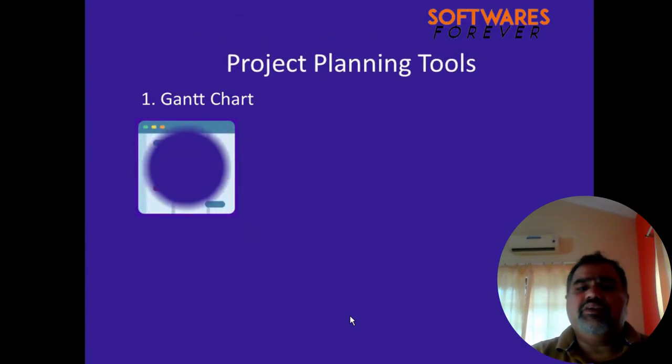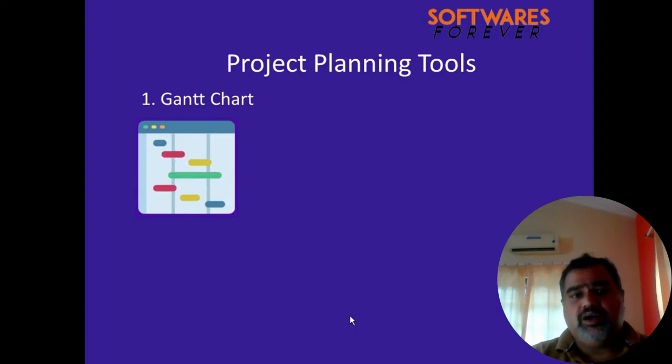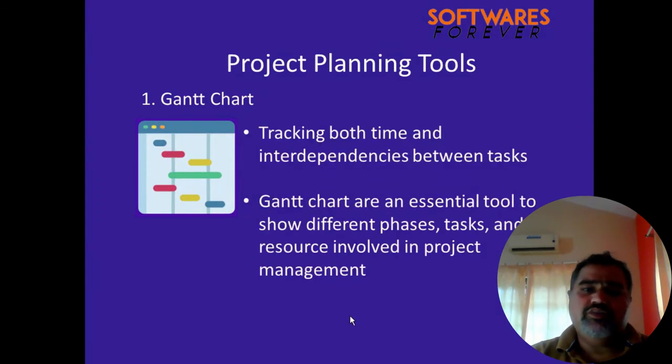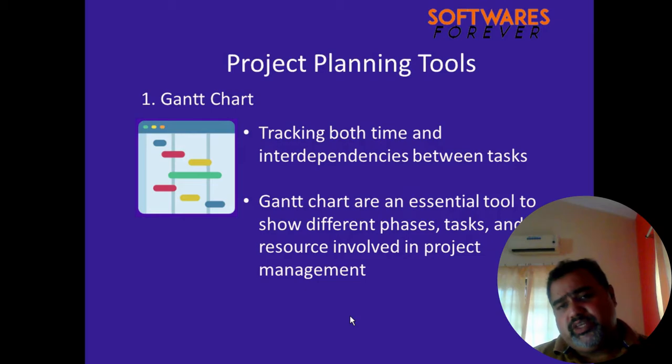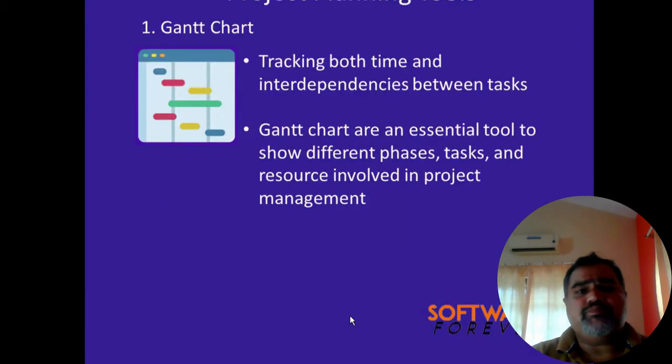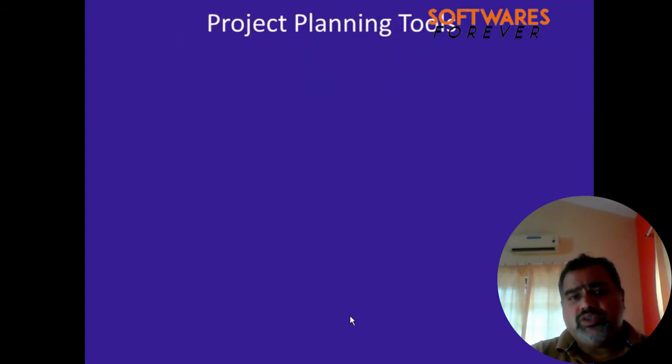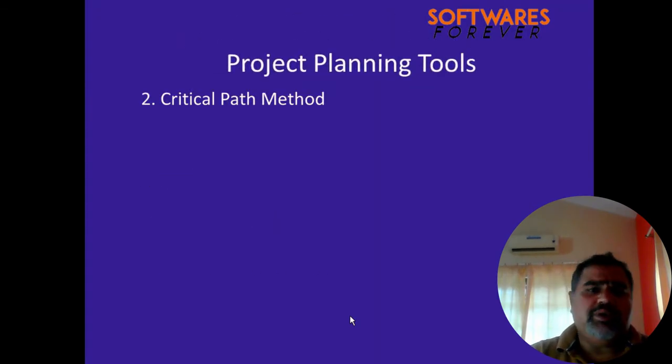So here we will see some of the project planning tools. In detail, we will learn in different videos. Here I am just giving the basics. The Gantt chart. A Gantt chart is required to track both time and the dependencies between the tasks. Gantt charts are essential tools to show different phases, tasks, and resources involved in project management. Second one is the critical path method.